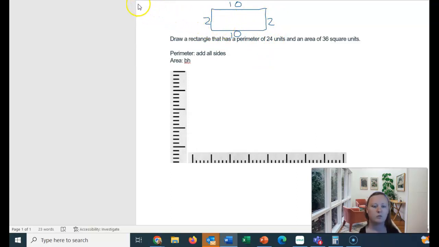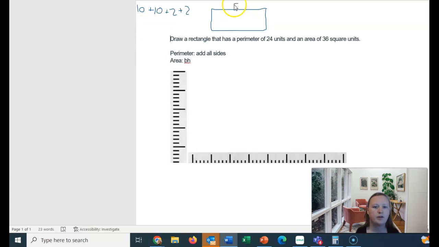So we can write that down: 10 plus 10 plus 2 plus 2. But what about area? Area is base times height. So if I do 10 times 2, does that equal 36? No, 10 times 2 equals 20. So that's not right. Let's think about some other numbers. What else could I put?